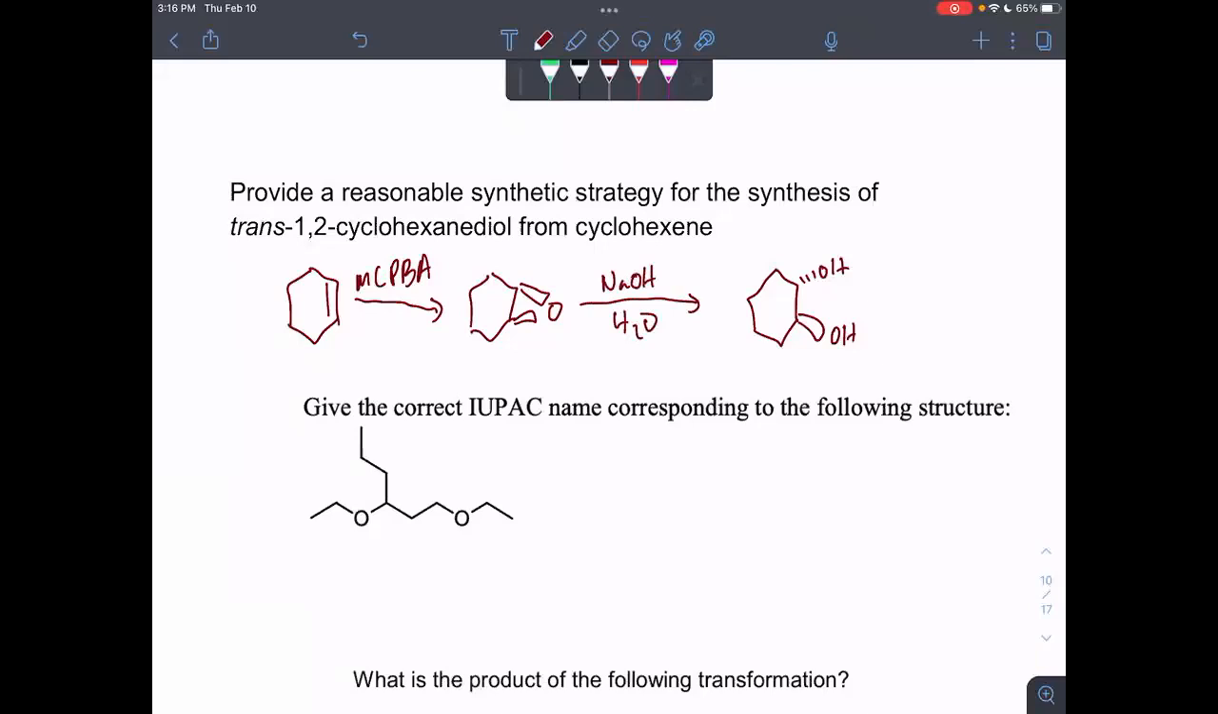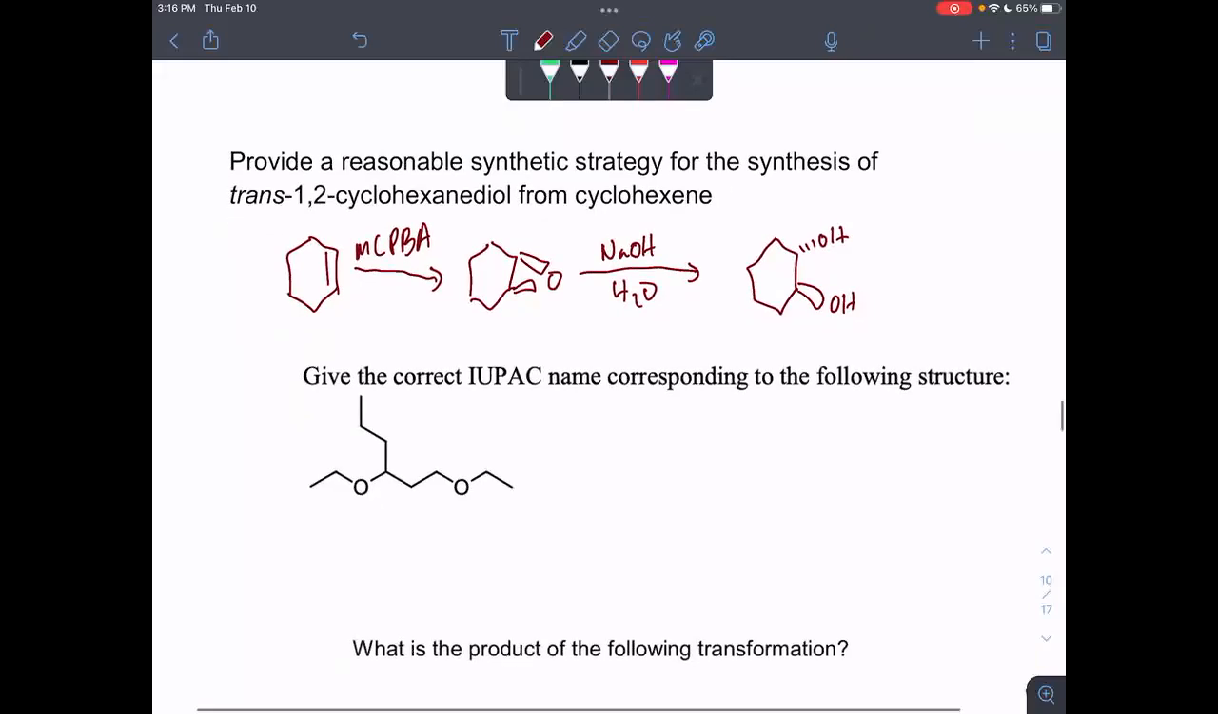Like H3O over H2O. Or maybe just H3O on its own. BR2 and then... BR2 would give you something different, and like H2O afterwards. That would be for making a halohydrin. No, but like turn the BRs into alcohols.